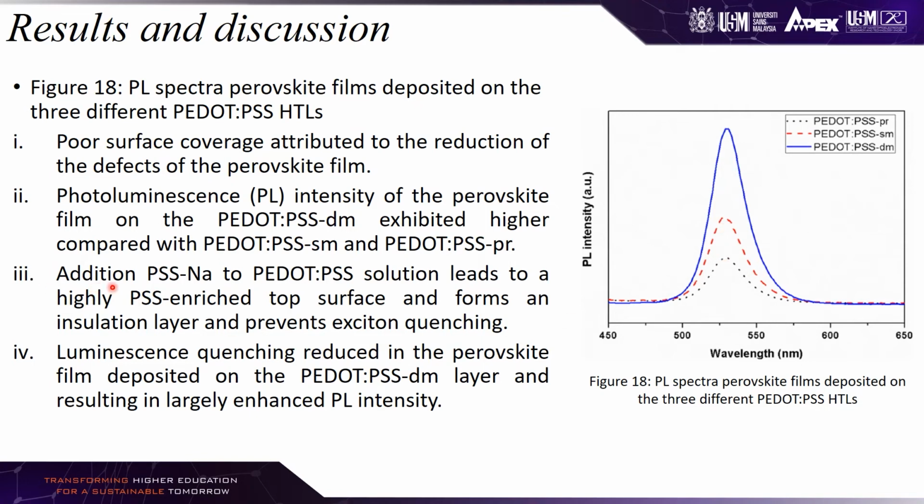Addition of PSS NA to the P-dot:PSS solution leads to a highly PSS-enriched top surface and forms an insulation layer, which prevents exciton quenching. The luminescence quenching is reduced in the perovskite film deposited on the P-dot:PSS DM layer, resulting in a largely enhanced PL intensity.